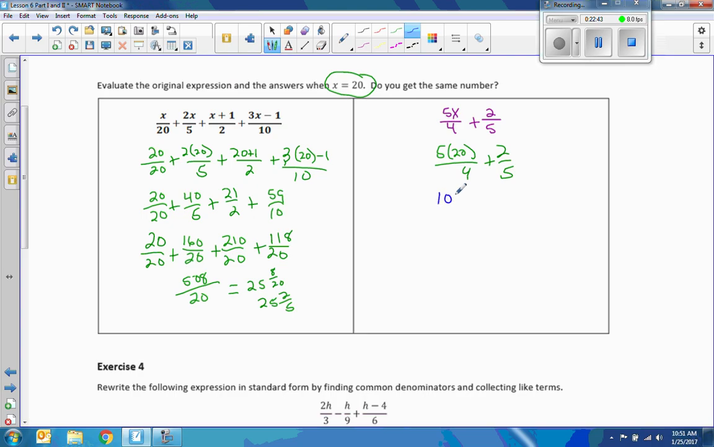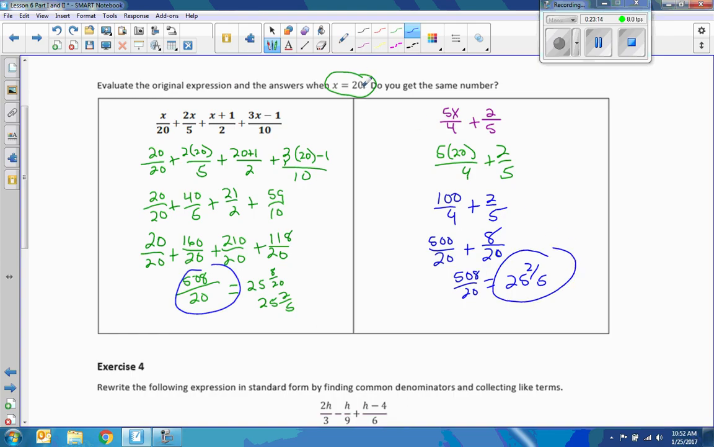Okay, and this one here, 5 times 20 is 100 over 4 plus 2 over 5. Common denominator for 5 and 4 is 20. I had to multiply this by 5, so 5 times 100 is 500. I had to multiply the 5 by 4 to get 20. So 4 times 2 is 8. So as you can see, I got 508 over 20, which I got here, and that equals 25 2/5. Okay, so that's how we check our work when we're done. Plug in a given value to the original, plug in a given value to what we got, and if the answers are not the same, then we did something wrong.